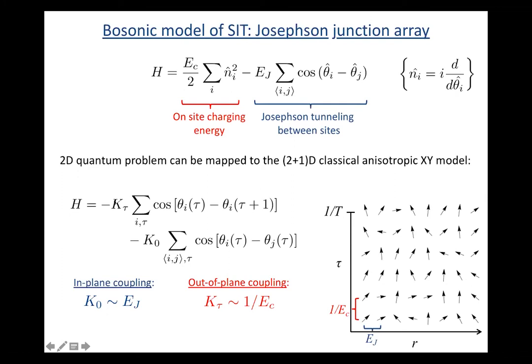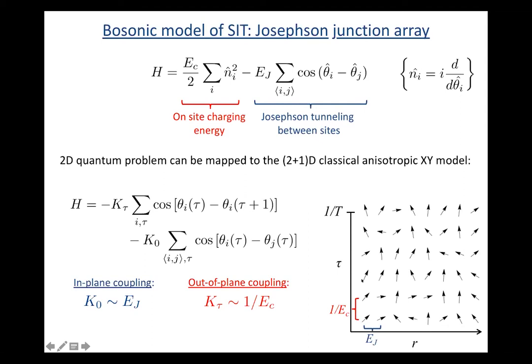Okay, so let me try to give you an idea. So K0 is of course going to be proportional to EJ. It's actually beta times EJ. The other one is not proportional to EC, but 1 over EC. And I'm not going to be able to say why, but it just comes from doing some Gaussian integrals, and in completing the squares, you get this 1 over EC.